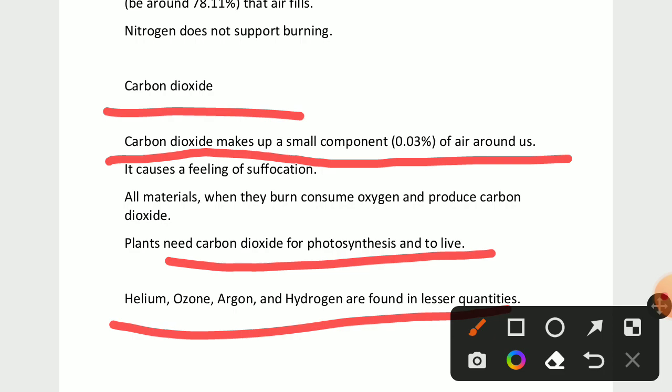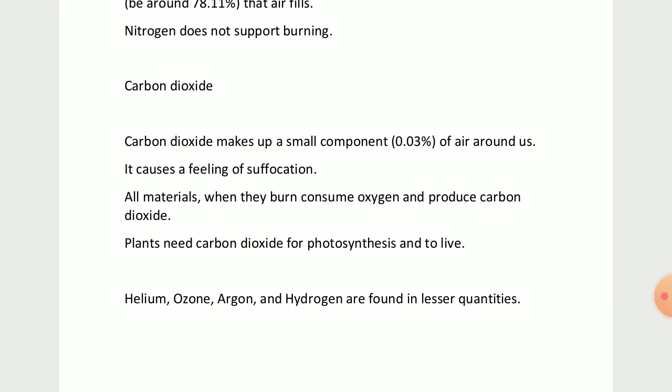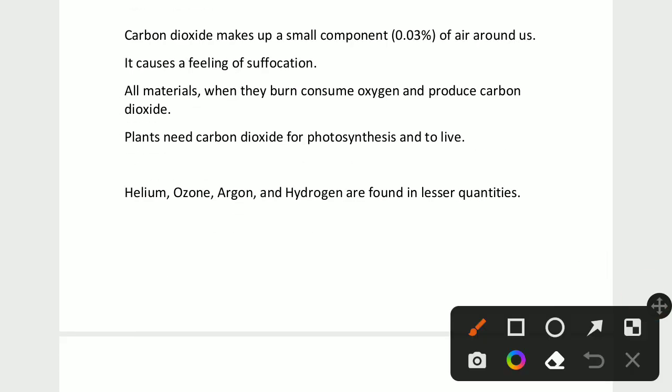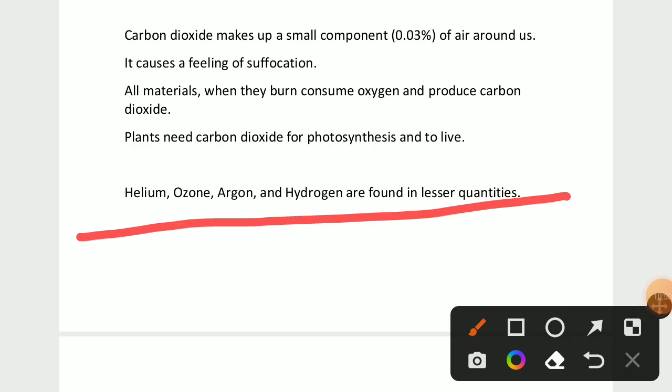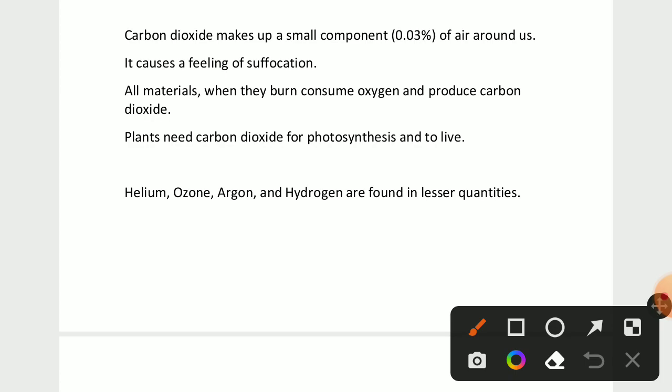Plants need carbon dioxide for photosynthesis and to live. Photosynthesis is the process by which plants prepare their food by themselves. For that, carbon dioxide is essential. Some gases which are found in lesser quantities in the atmosphere are helium, ozone, argon, hydrogen. These are present in the atmosphere in very small quantities.